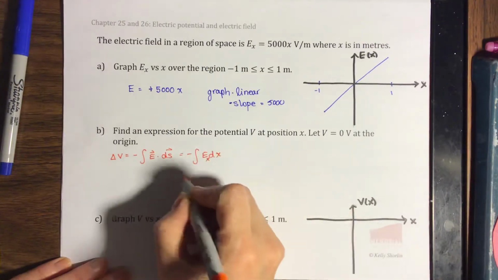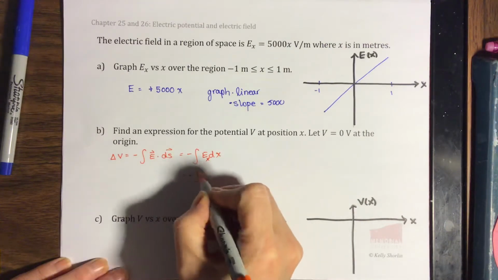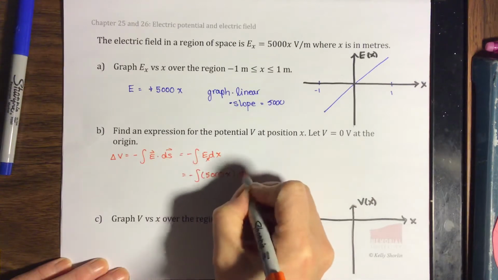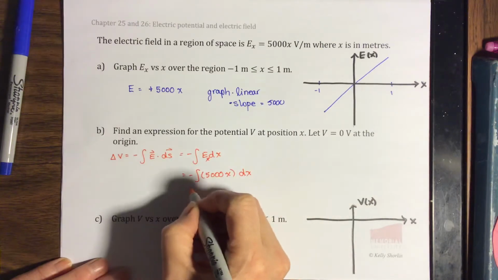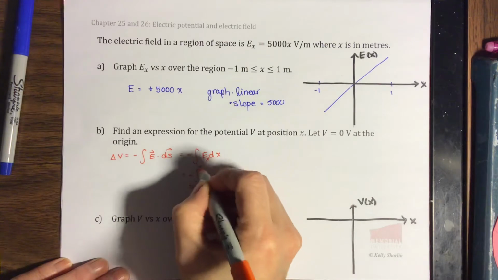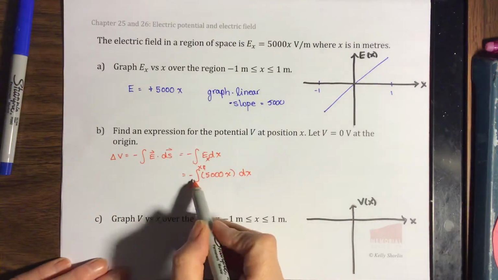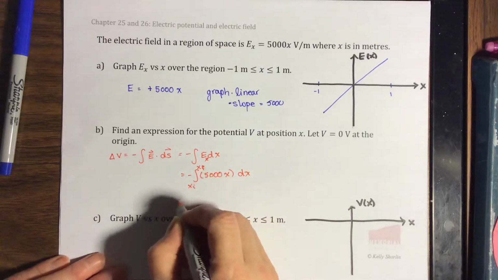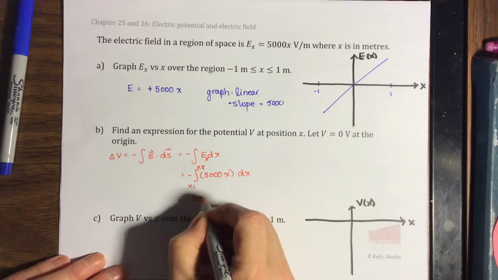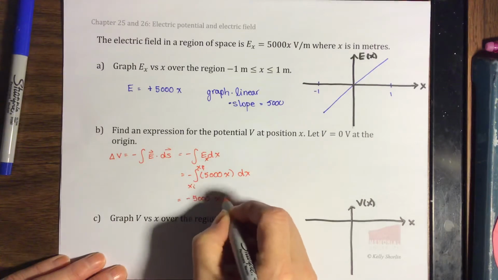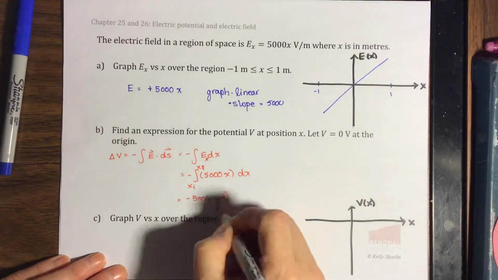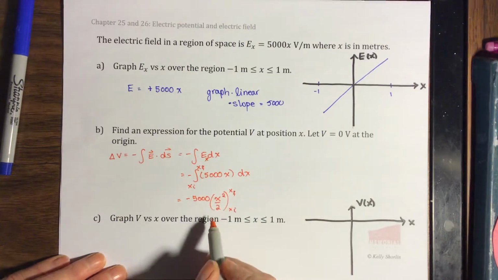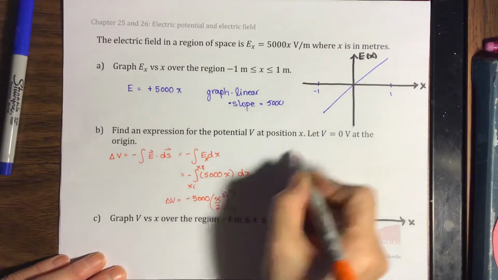So let's fill in what our Ex is. That's 5,000 times x dx. We're going to integrate between some initial value and some final value. You can take your 5,000 outside. The integral of x is x squared over 2, so that gives us minus 5,000 times x squared over 2, and that's evaluated at x final and x initial. I'm running out of space a little bit here, so I'm just going to move up here.